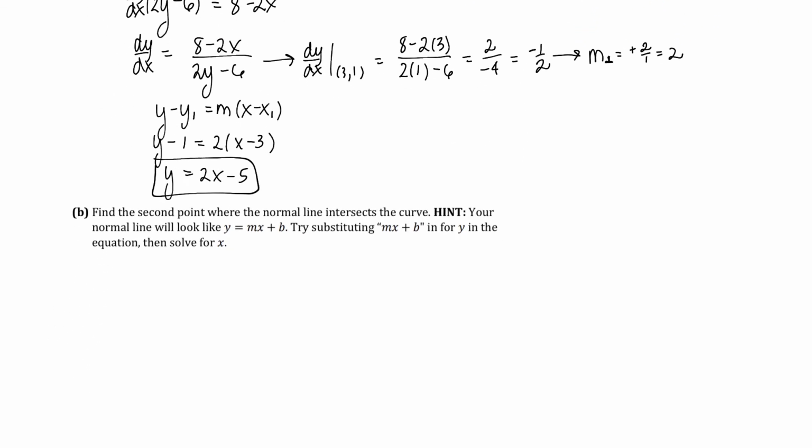So I'm going to rewrite that down here. Let me pull that up on my screen so that I can easily write that. So we have x squared minus 8x plus y squared minus 6y equals negative 20. And we want to find the second point where the normal line intersects this curve. And the hint is to substitute. We know that y is equal to not mx plus b, in our case, 2x minus 5. So we can take 2x minus 5 and plug it in the places where we see y.